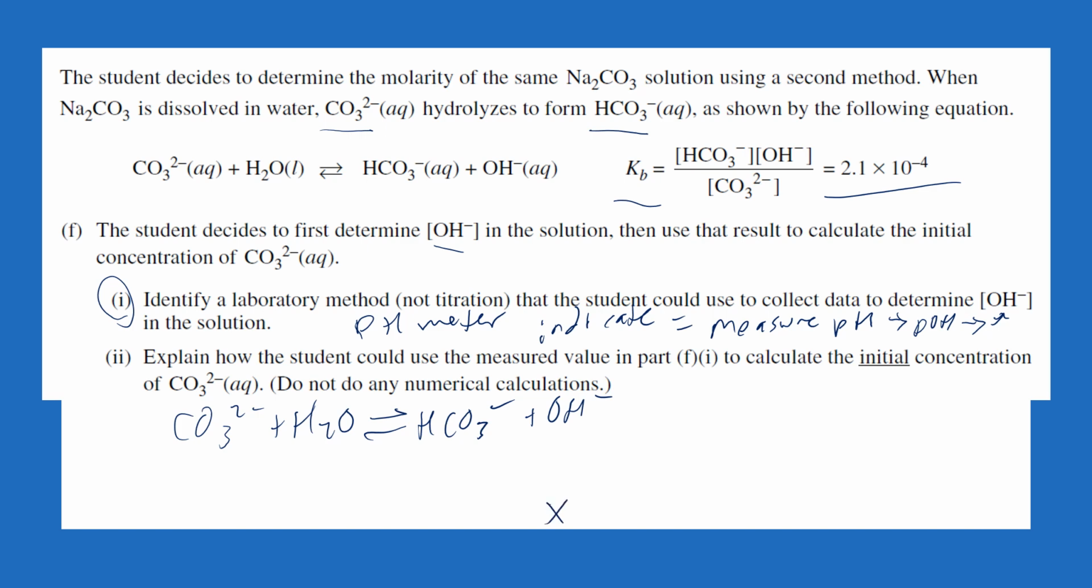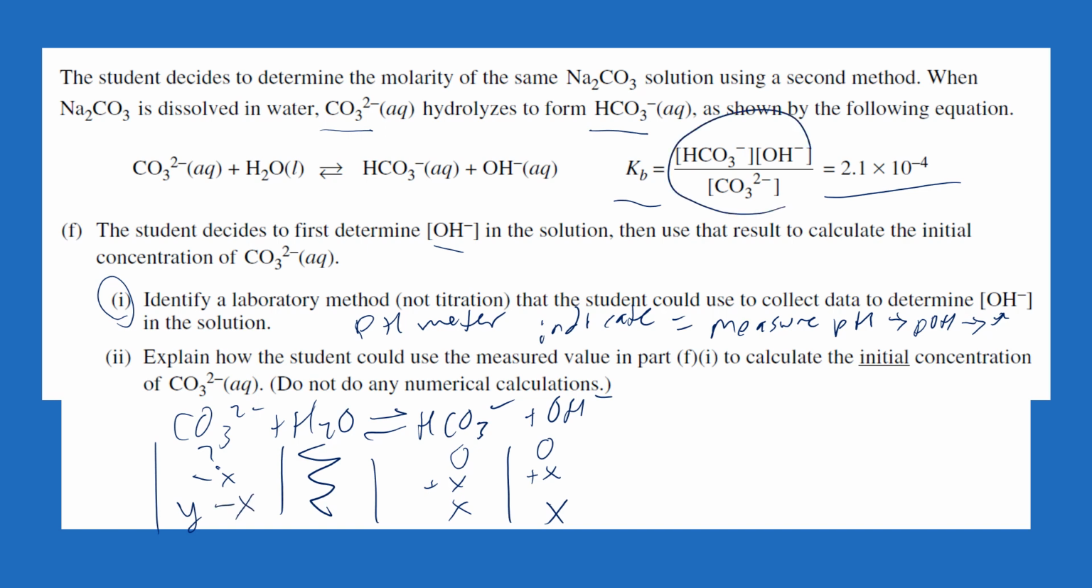If you know your hydroxide ion concentration, water doesn't matter because it's a liquid. We don't know the carbonate ion concentration, but we know that the carbonate is going to decrease by the same amount that the products are increasing. So if you do know the hydroxide ion concentration, we know that this is Y minus X. You can plug those values into your Kb expression and solve for that unknown concentration Y at the beginning.